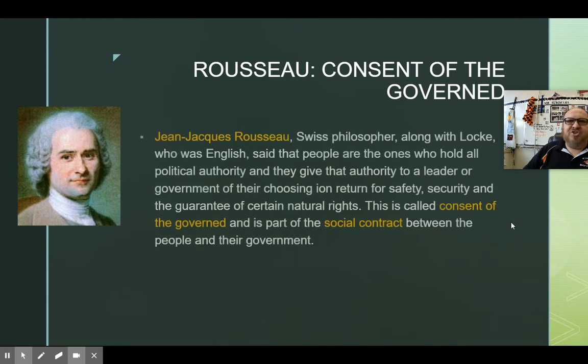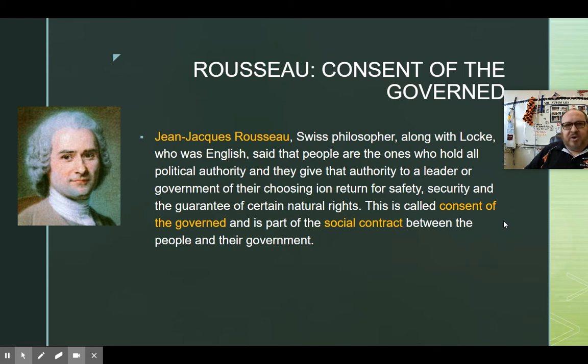And then we have Jean-Jacques Rousseau from Switzerland, a Swiss philosopher, who also said that people are the ones who hold all political authority, and they give that authority to a leader or a government of their choosing in return for safety, security, and a guarantee of those natural rights. So Rousseau and Locke agreed with each other. Locke and Hobbes disagreed with each other, especially on natural law.